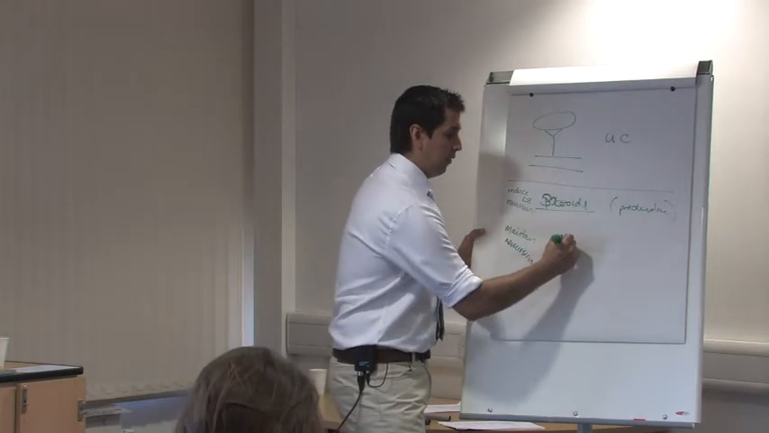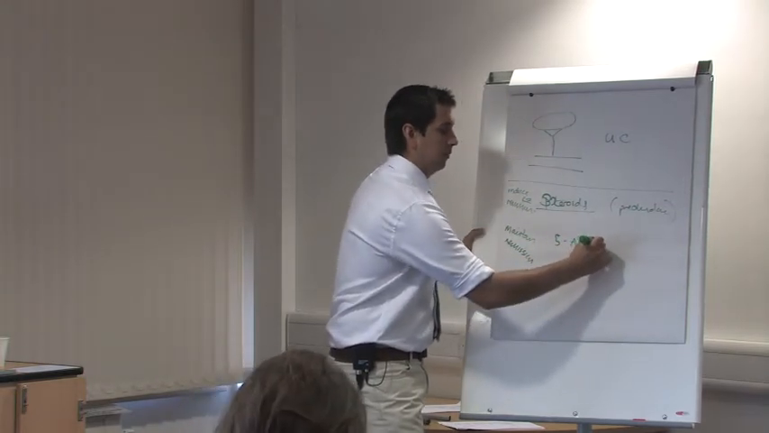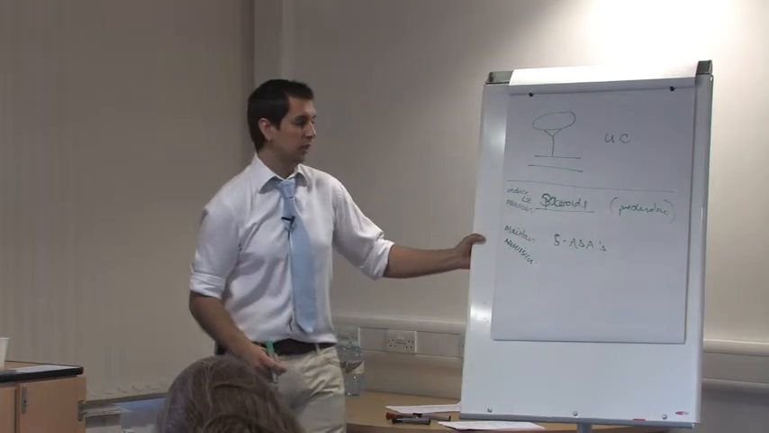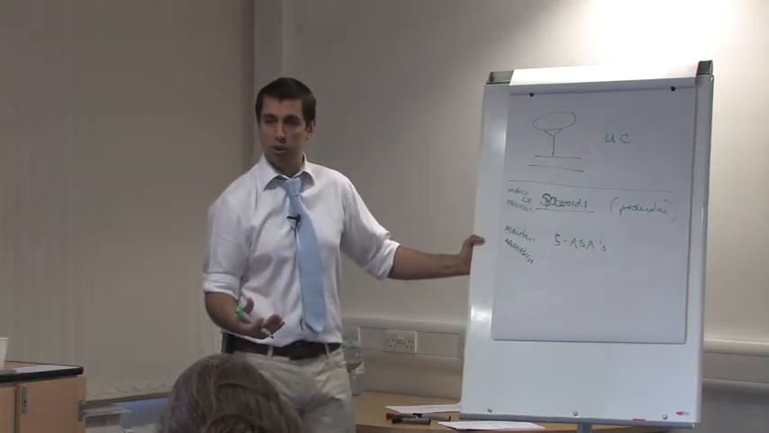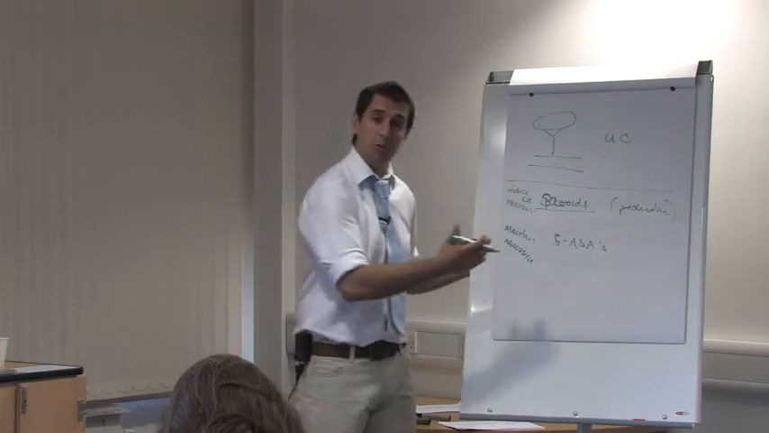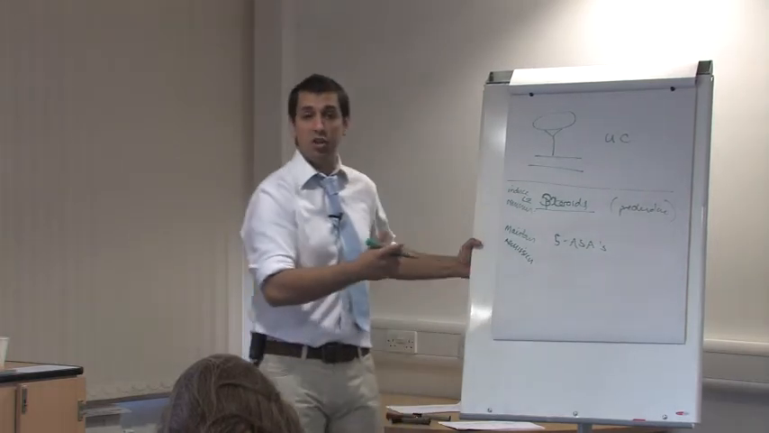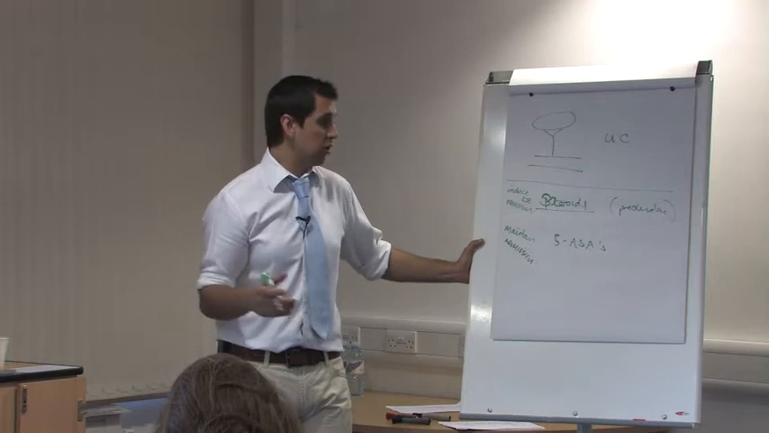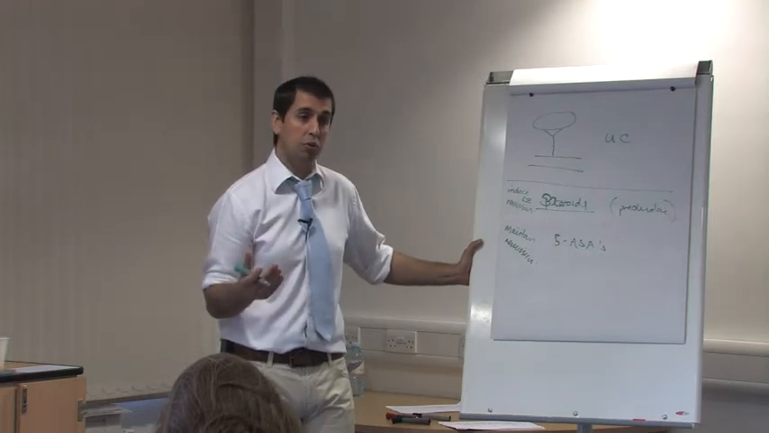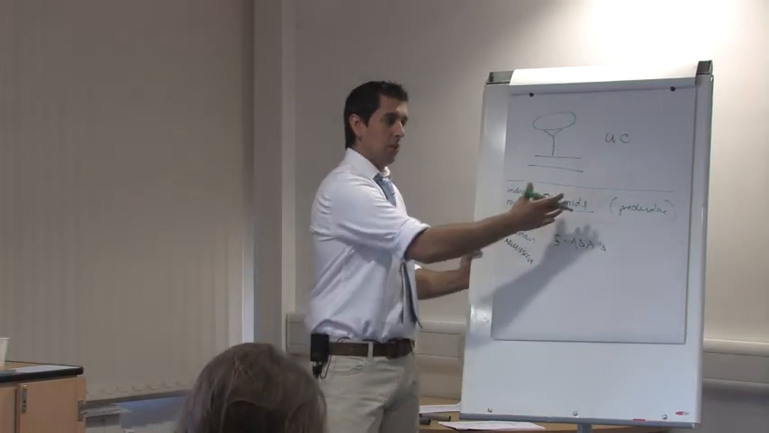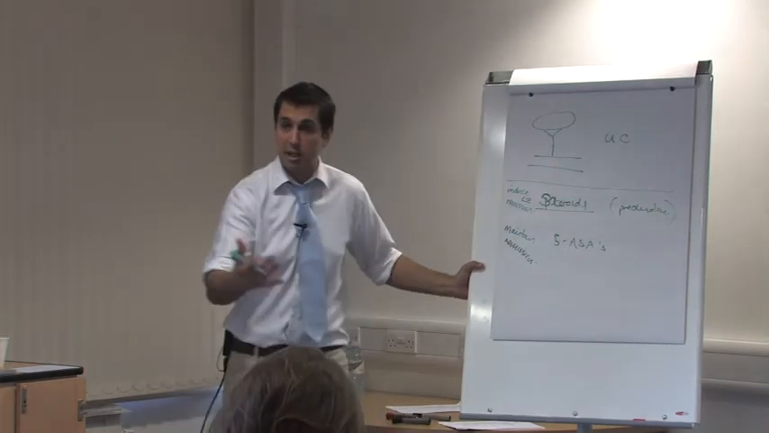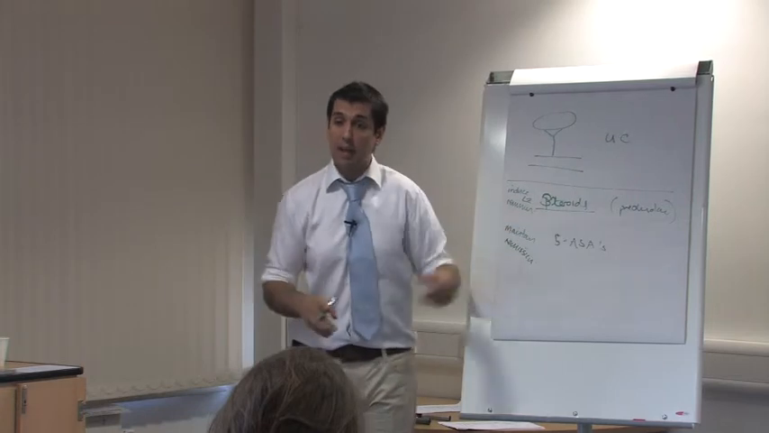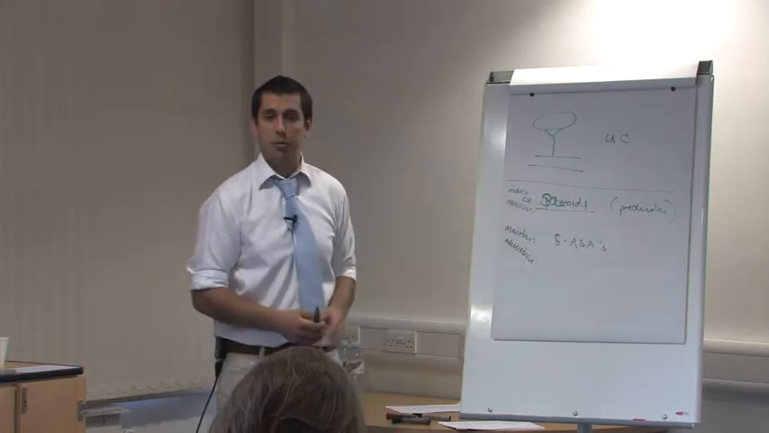These are the 5-ASAs. So somebody comes in, they have bloody diarrhea, you order a flexible sigmoidoscopy, you start them on steroids, and you bring them back into your clinic, if you're a gastroenterologist, in 2 or 3 weeks' time. You start weaning them off the steroids and you start them on a 5-ASA. And hopefully you'll get rid of their steroids entirely, and the 5-ASA on its own will maintain this remission.